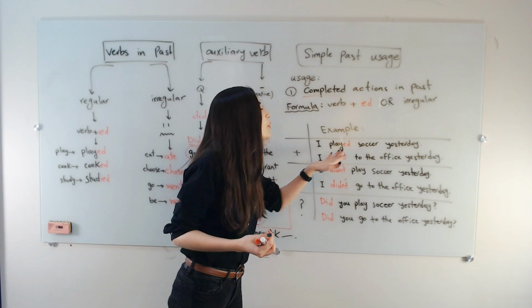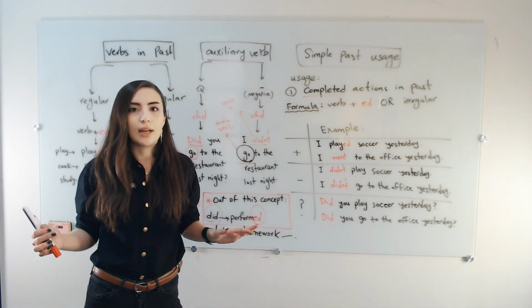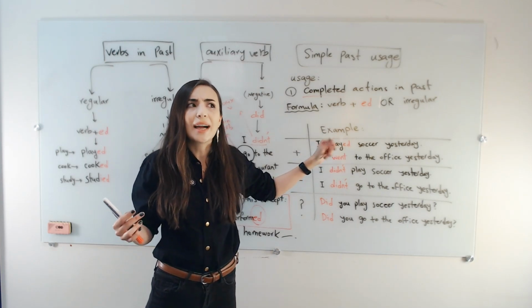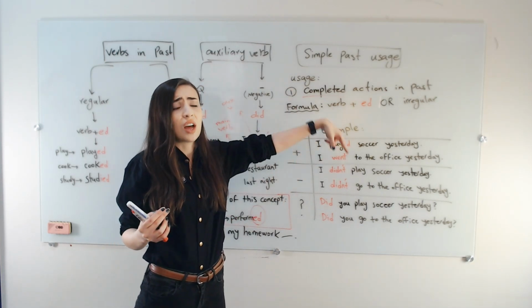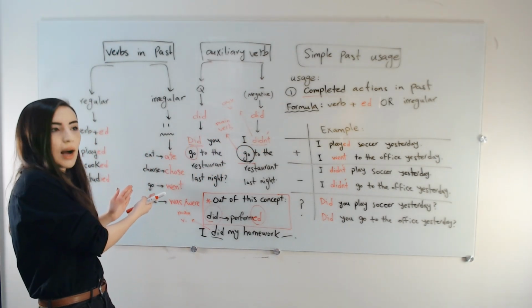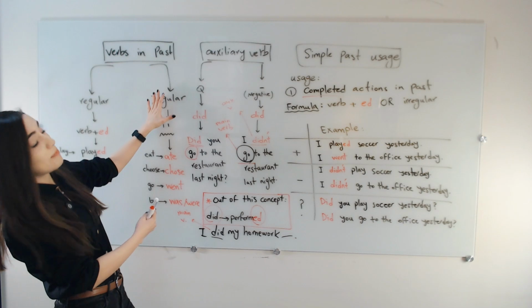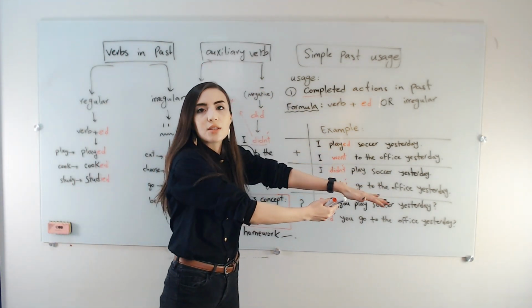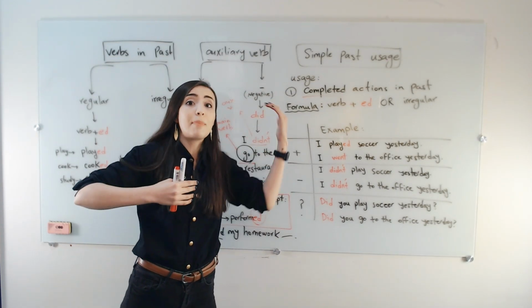But I say I went to the office yesterday. I went to the office. Why? What was the verb actually in the first place that it changed into went? Perfect. It was go. It was a bad boy. It was irregular. So it converted into went to show that it's happening actually in the past.